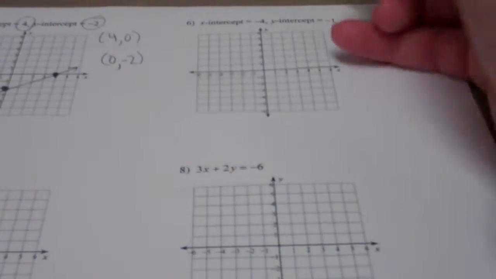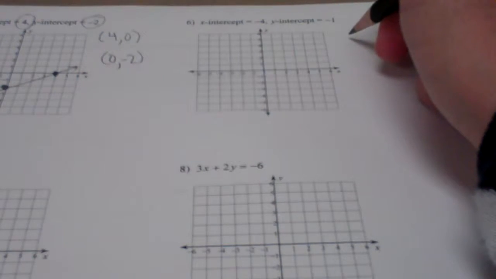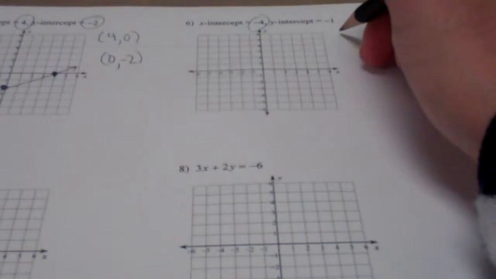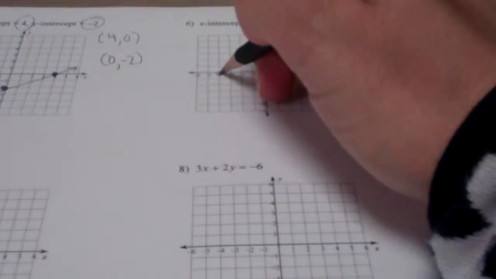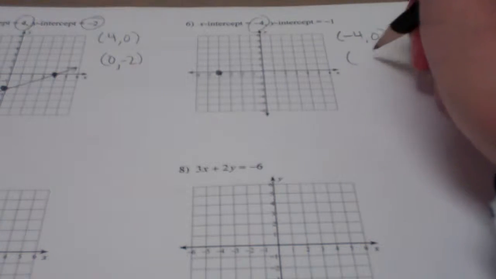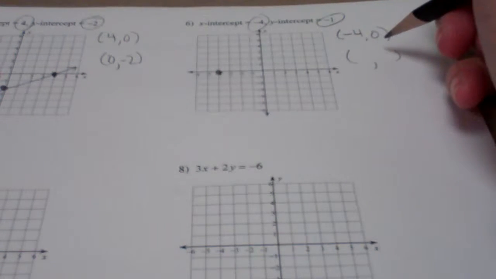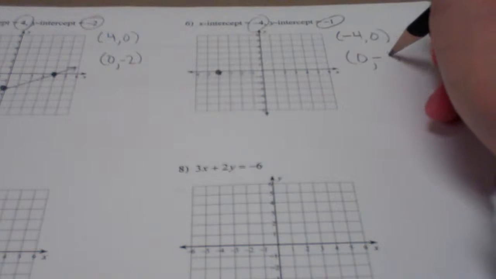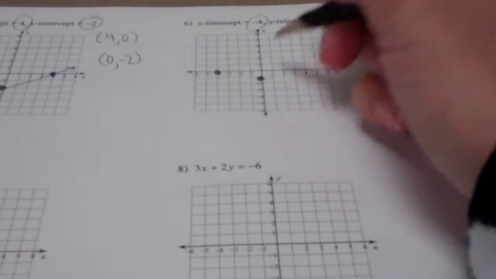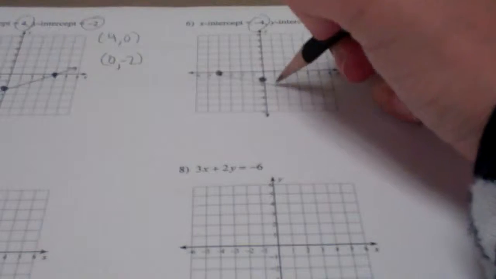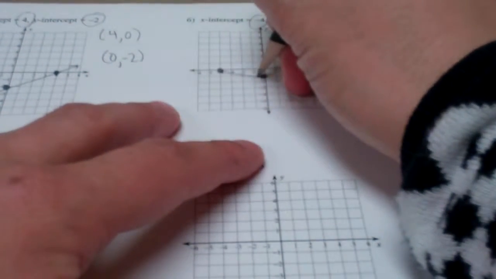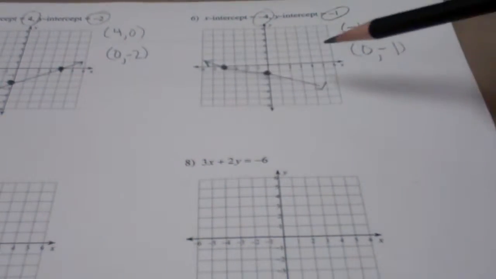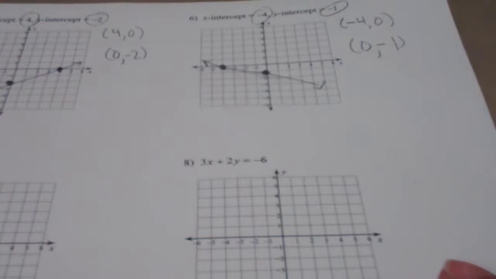The next example has an x-intercept of -4, so we are going to write (-4, 0) on the x-axis, go to -4 and make a point. Then we have a y-intercept of -1, so we have (0, -1), going to -1, 2 points, form a line, a little bit straighter, there we go. So we have -4 on the x, -1 on the y, and we have our line.